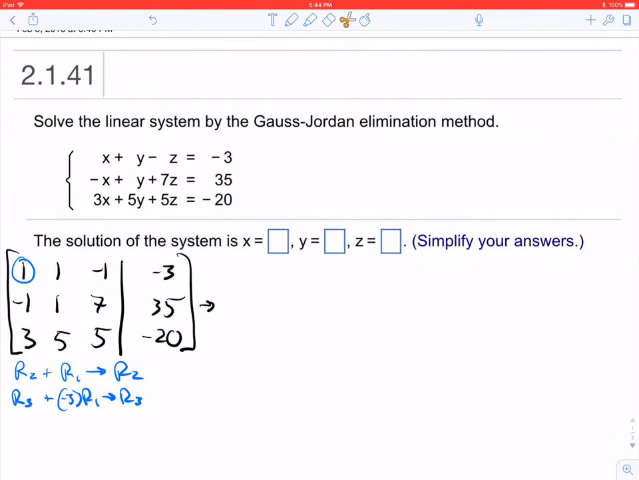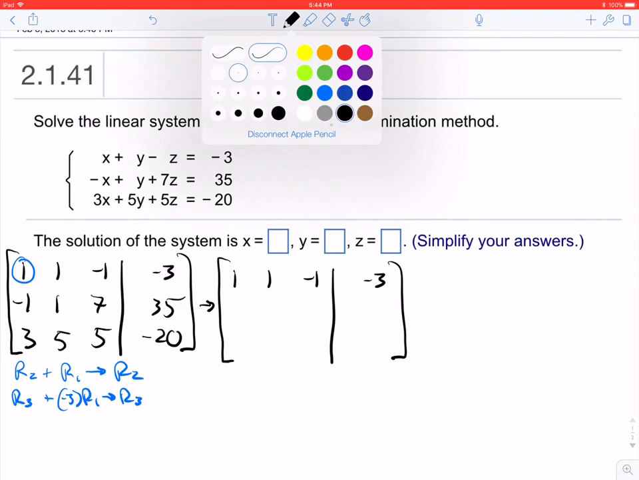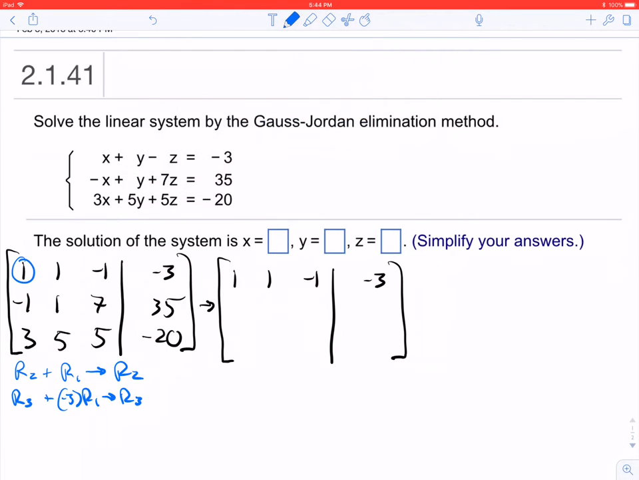So row 1 stays the same, so I'm going to just rewrite it and keep it exactly as it is. Now my row 2, I'm just adding row 1 to it. So 1 plus negative 1 is 0. 1 plus 1 is 2. Negative 1 plus 7 is 6. Negative 3 plus 35 is 32.